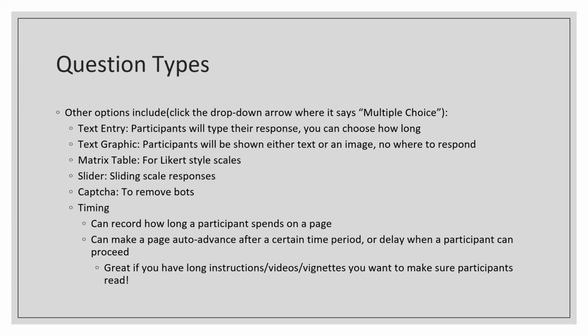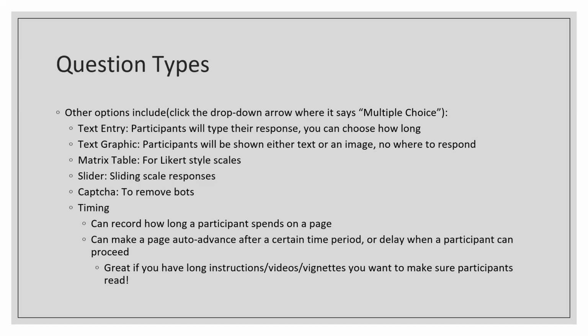These are the different question types. So when you click that little drop down, the little blue arrow right there, these are the different types of questions you can get. Text entry, participants will enter their response. So you can choose how long as well. You can even edit the size of the box if you choose that one. So if you don't want participants writing you an essay, you can put a limit.